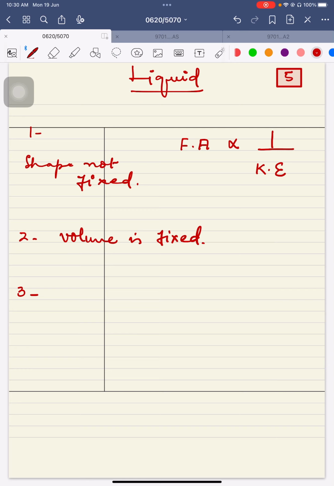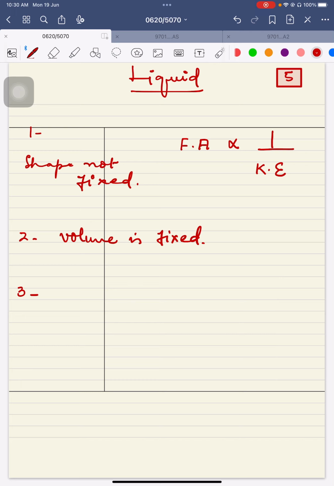And what about the movement? Particles have lesser force of attraction. Sorry, bache. So it means that particles can move from one place to another place. Why can they move? Because forces of attraction are lesser. When we are talking about the liquid, particles can move from one place to another place in straight lines. Okay, in straight lines. There is another thing which you should know, that this straight line movement is called translational movement.